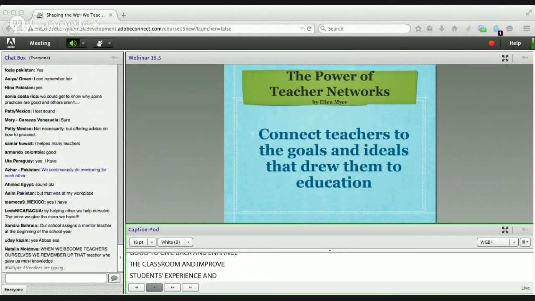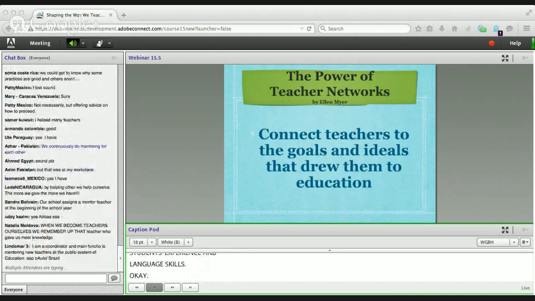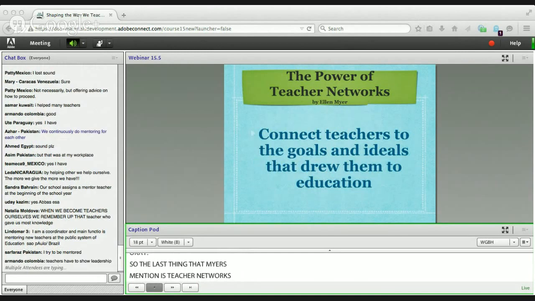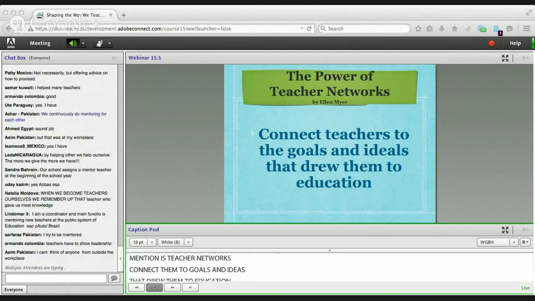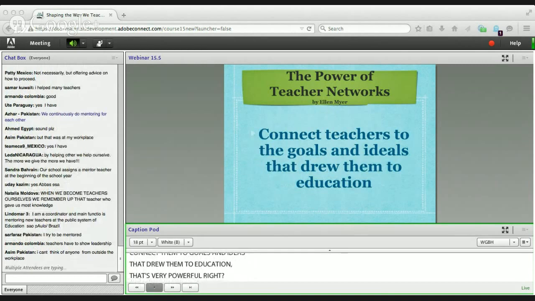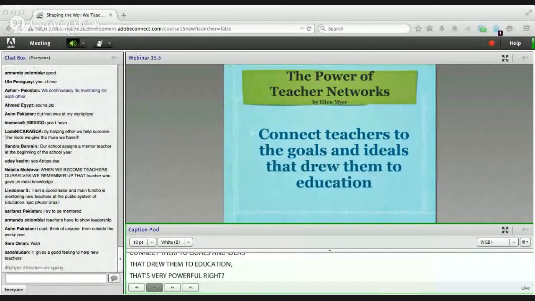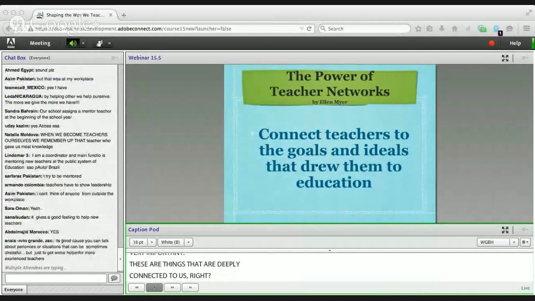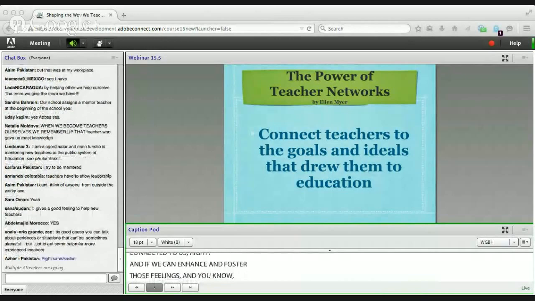Okay, so the last thing that Ellen Myers mentioned is that teacher networks connect teachers to the goals and ideals that drew them to education. And I think that that's really powerful, right? Ideals and goals are very personal, they're very deeply ingrained in us. So imagine the huge impact we can have on one another with some rather small changes, right? And these are things that are deeply connected to us, right? And if we can enhance and foster those feelings and know that if we have the ideals that we have and we became teachers and make those better, I think that that's really strong and very powerful.